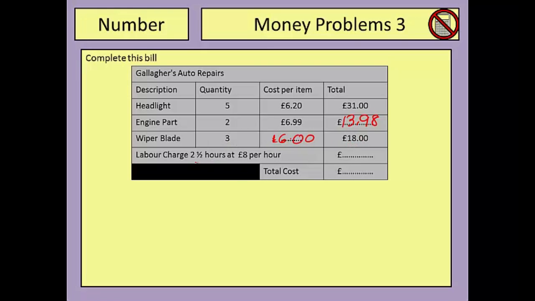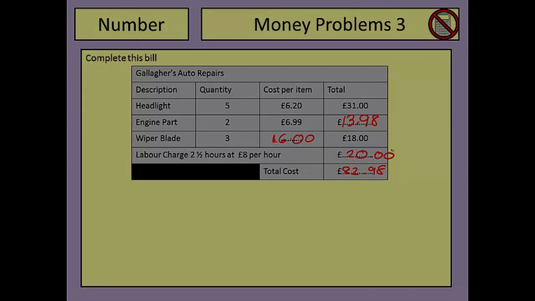The labour charge this time is 2.5 hours at £8 an hour, so it cost me £8 for the first hour, £16 for 2 hours, and then the half hours are charged at £4 each, making a grand total of £20 for the labour. The total cost then is the total of 4 boxes here, which is £82.98. Well done if you've got all of those 2 questions correct.